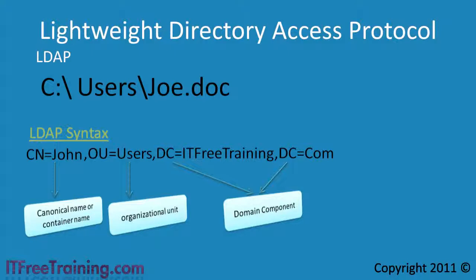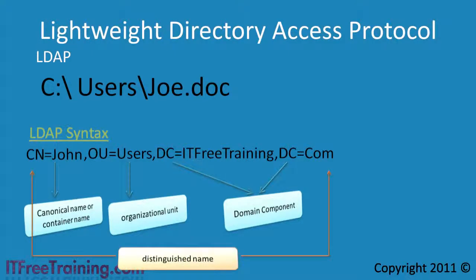This kind of syntax is called the distinguished name. Every object in Active Directory has a distinguished name. The distinguished name identifies the object uniquely inside Active Directory. Just like a file has a full path and file name to identify it on a hard disk and only that file, LDAP has a distinguished name to identify only that object in Active Directory.